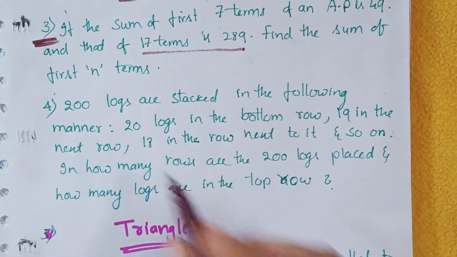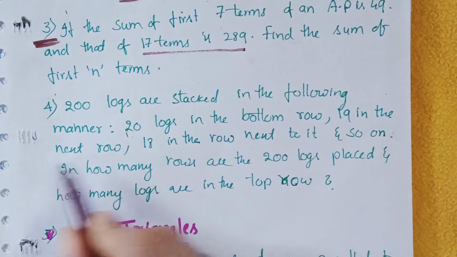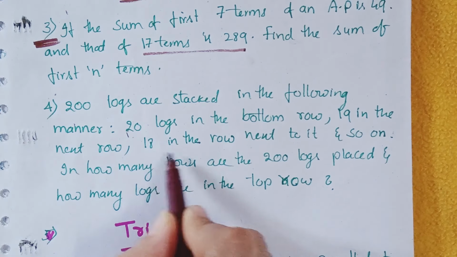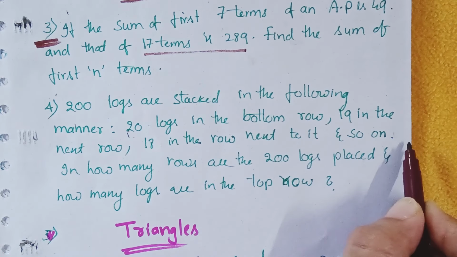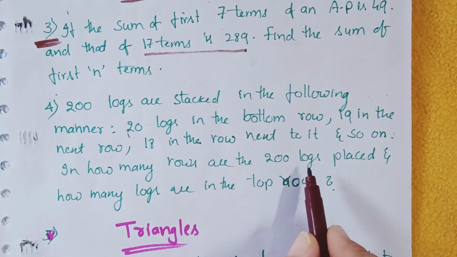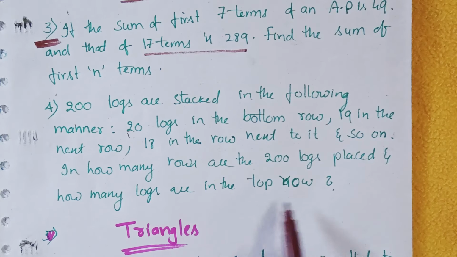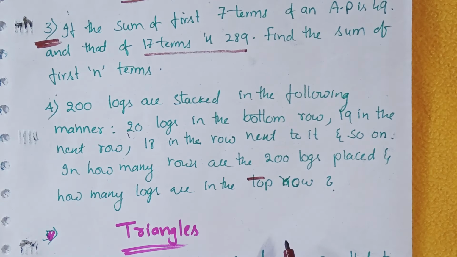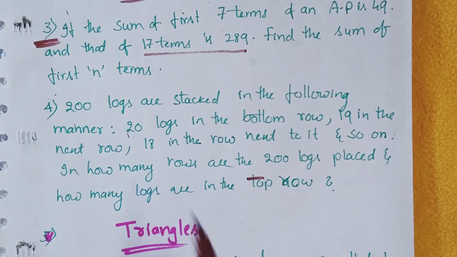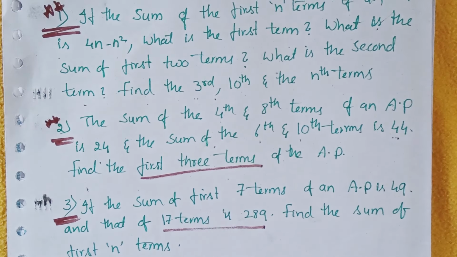So how are they stacked? Just see. 20 logs in the bottom row, 19 in the next row, 18 in the row next to it, and so on. Then in how many rows are the 200 logs placed and how many logs are there in the top row? Just see this one also, but the first three are the most important ones.